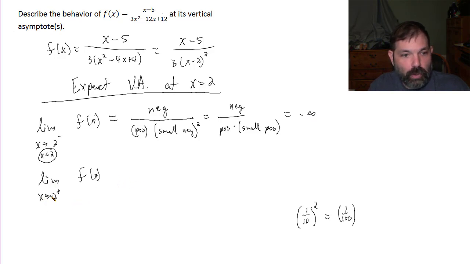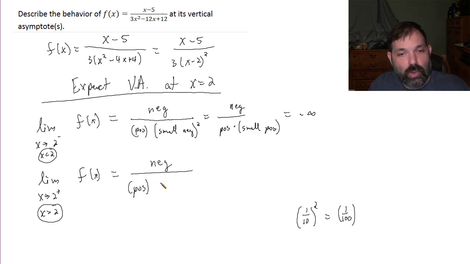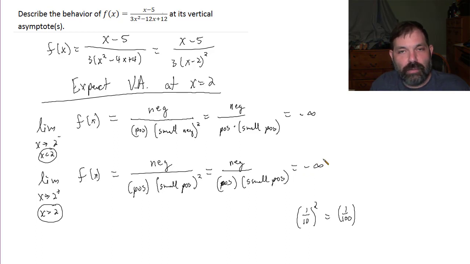Similarly, if we have x approaching 2 from the right, that means x is slightly greater than 2. I'd have, again, a number close to 2 minus 5. That would be, again, a negative number. Over 3 is positive. And then x minus 2 squared. A number slightly greater than 2, subtract 2. This would be a small positive number squared. And if I square a small positive number, it's still a small positive number. And so this again goes to negative infinity.